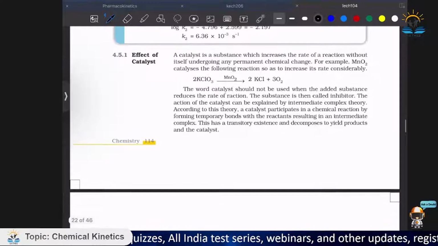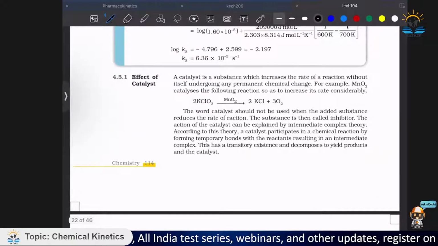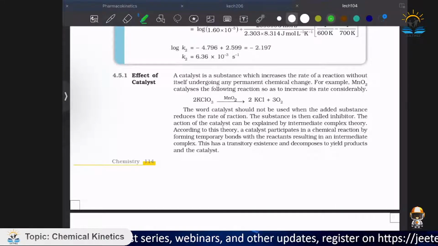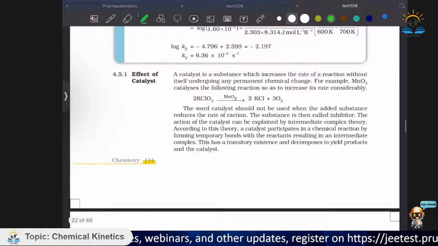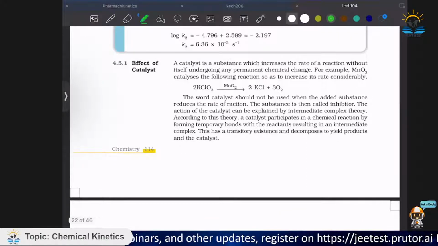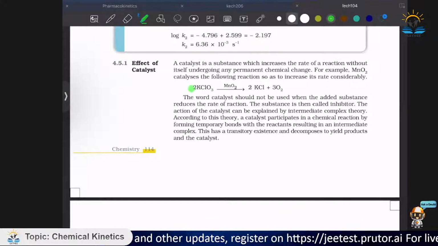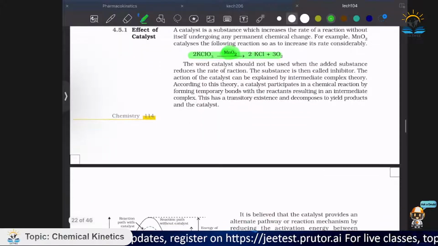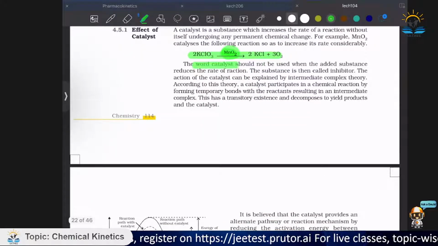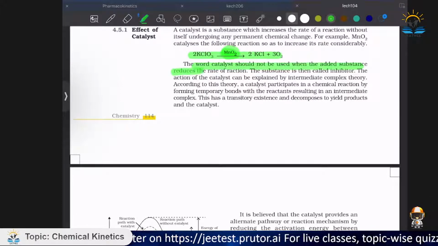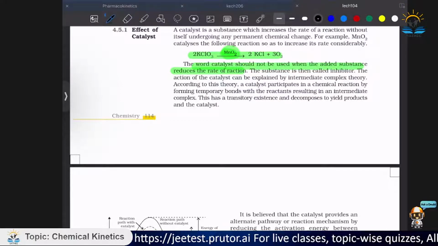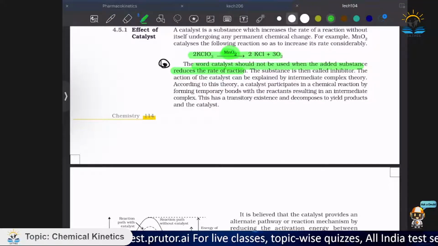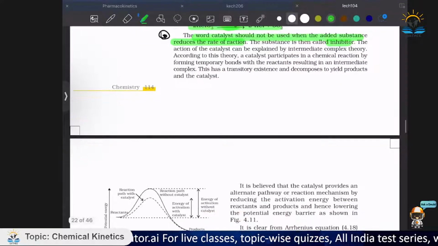But naturally what happens is catalysts just speed up a reaction. They just reduce the activation energy, which automatically decreases the amount of energy needed to do a reaction. Example they have given, this example, catalyst is MnO2. The word catalyst should not be used when an added substance reduces the rate of reaction. This is evident, because that substance is then called an inhibitor.